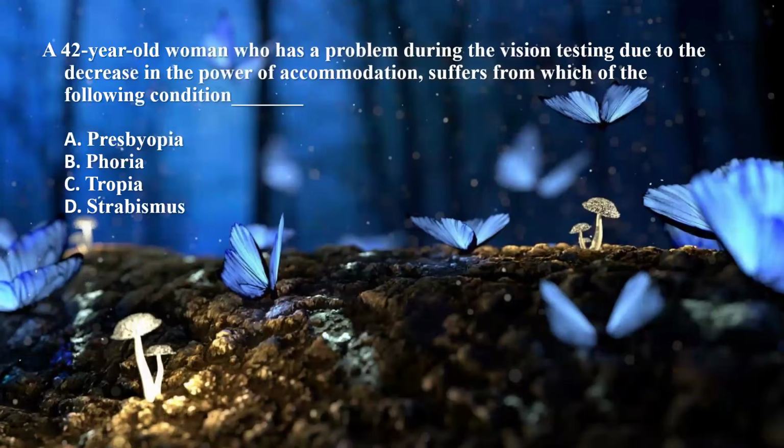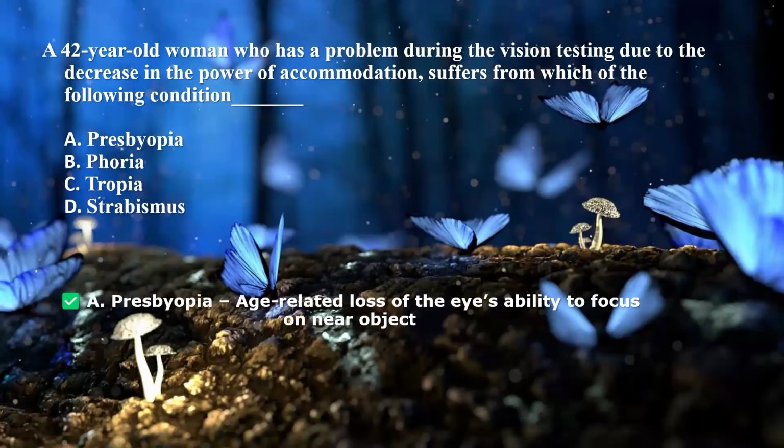A 42-year-old woman who has a problem during vision testing due to the decrease in the power of accommodation suffers from which of the following conditions? A, presbyopia; B, phoria; C, tropia; D, strabismus. The correct answer is presbyopia. What is presbyopia? It is an age-related loss of the eye's ability to focus on near objects. It has to do with refractive errors, the lens.